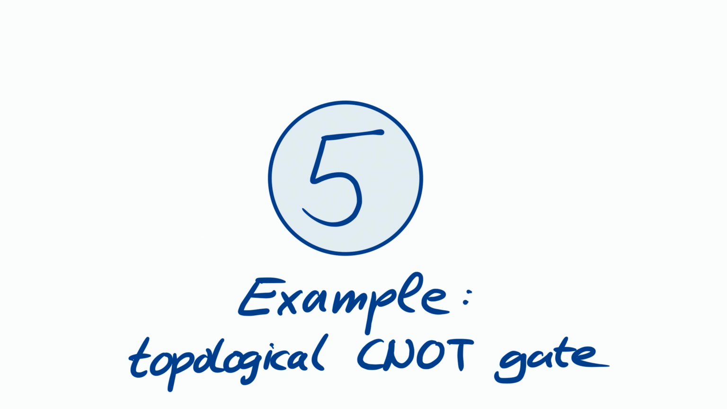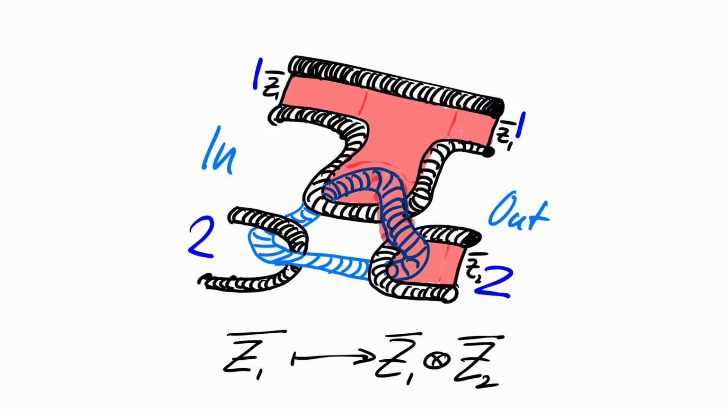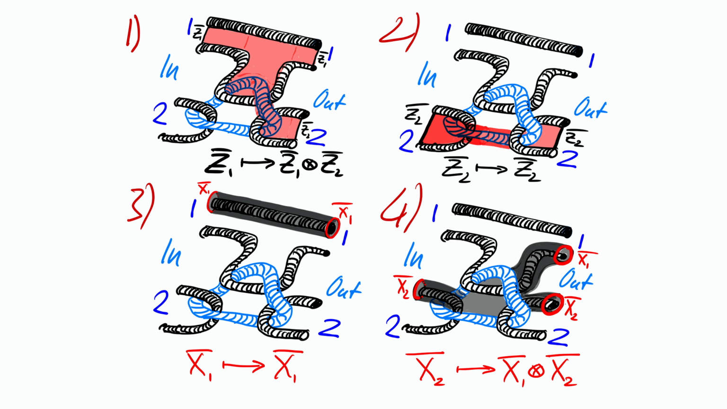And now the real example, the topological CNOT. This is what it looks like, a configuration of primal and dual defects intertwined. Let's look at the correlation surfaces that exist in this scenario. Here's the first. It transforms an incoming Z on encoded qubit number 1 into a tensor product of two Z's. We have 3 further correlation surfaces like this.